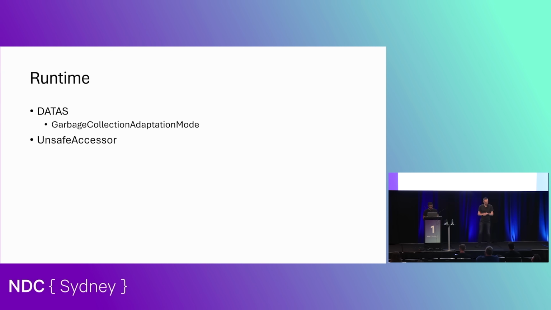Okay, runtime features. We're done with C# now. We're in the guts of the runtime and the JIT and the garbage collector. I only found two main features that I think we haven't talked about an awful lot. There's this new GC mode called DATAS.